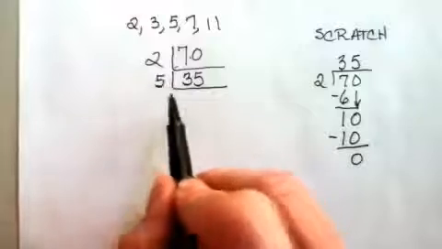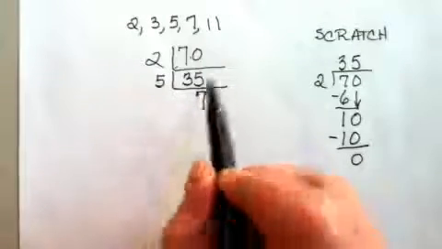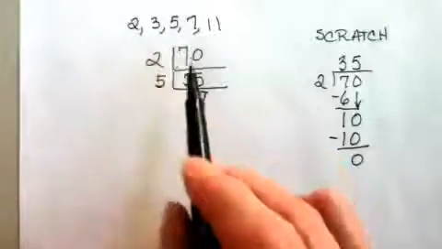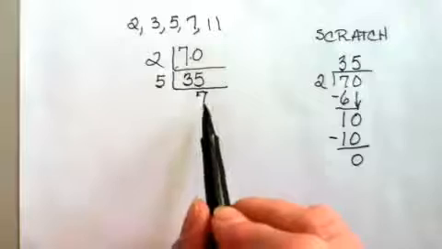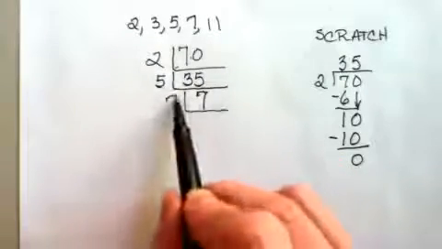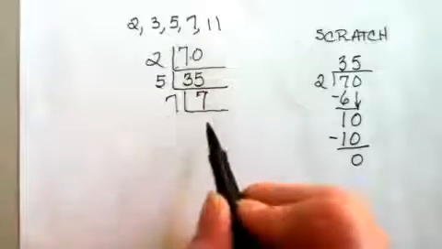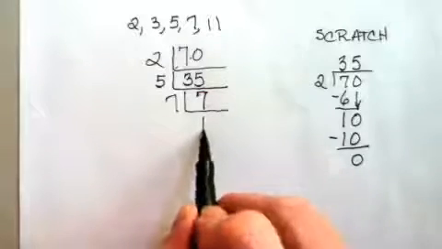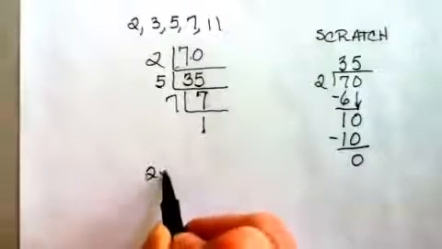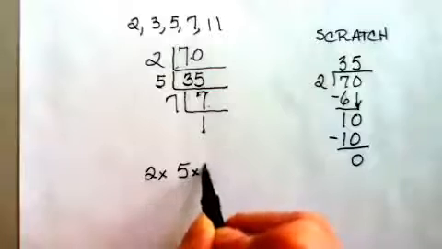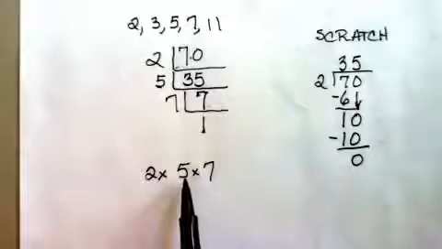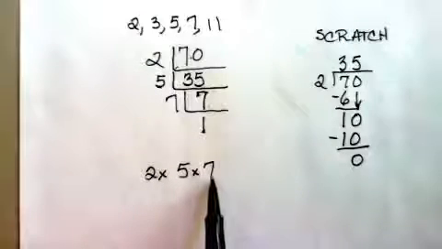35 divided by 5 is 7. Does 7 divide by 5? No, so I move to my next prime number. Does 7 divide by 7? Yes. 7 divided by 7 is 1. And I've reached 1 on the bottom, so my final answer is 2 times 5 times 7. And if I want to check that, 2 times 5 is 10. 10 times 7 is 70.